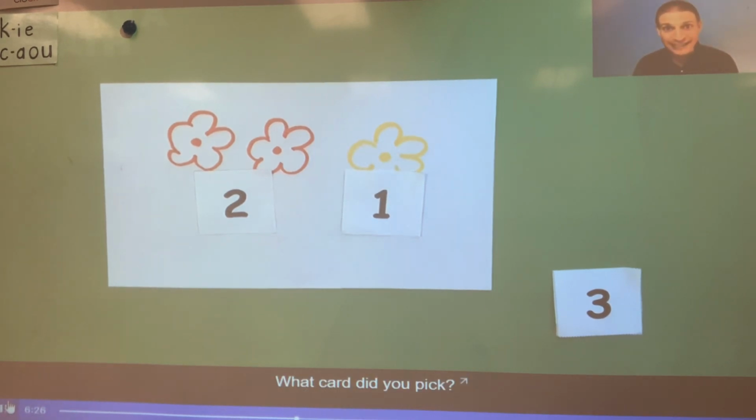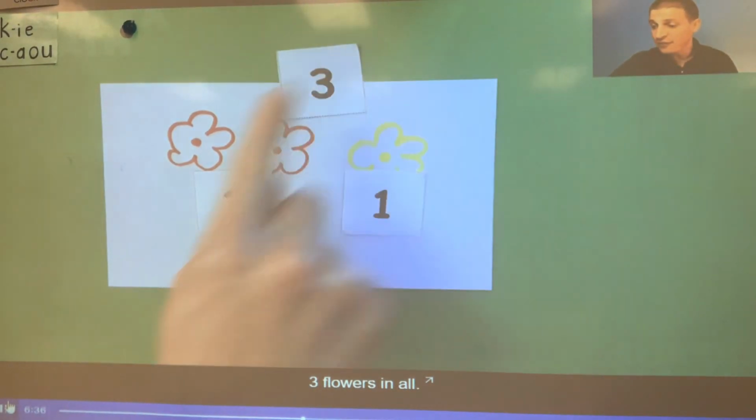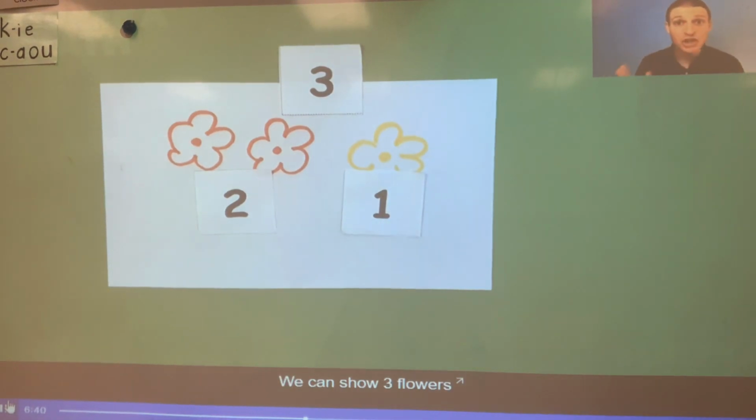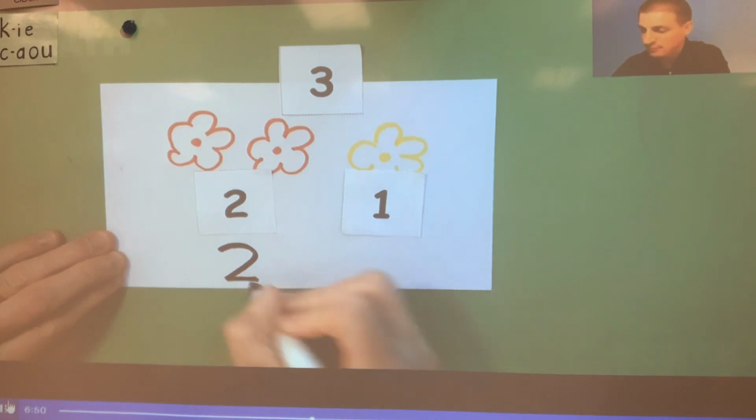What card did you pick? Think and say it. 3, because we drew 3 flowers in all. We can show 3 flowers with our numbers like this. Watch me. Watch what he does.